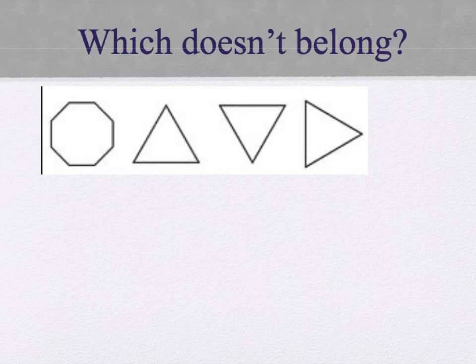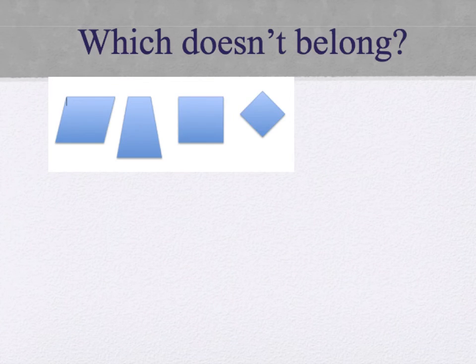Alright, let's look at what else we have here in this group of shapes. Which one of these shapes does not belong? Okay, obviously this shape right here does not belong. This shape has 8 sides, which is actually called an octagon. And these 3 shapes right here are triangles, and they have 3 sides. So obviously, if all of these have 3 sides and this one has 8, this is the one that does not belong.